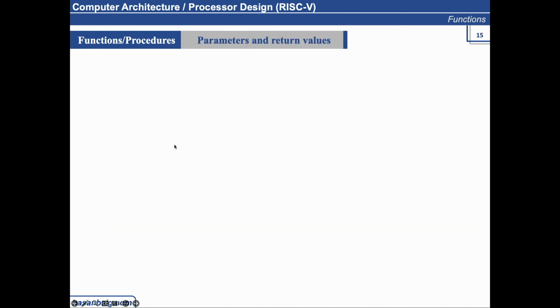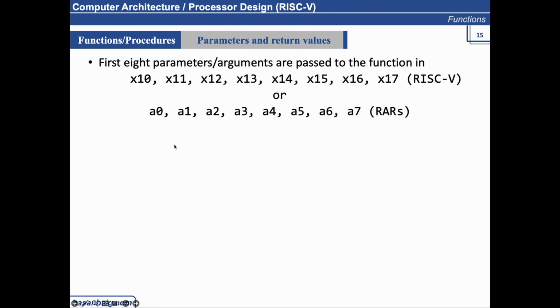I have already specified that there are 8 parameter or argument registers, x10 to x17, which we can use to pass the input to the function. The function can also store the output back into the same registers. If there is only one output returning from the function, it will be stored in x10. x10 was used to provide the input, and the machine is also storing the output in x10. If there is more than one output, it will be x10, x11, x12, x13, and so on.